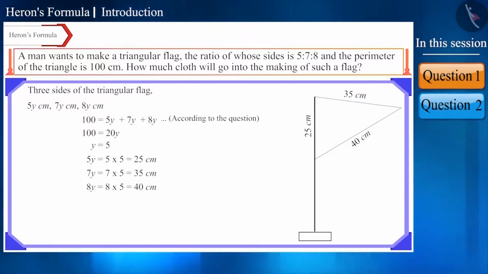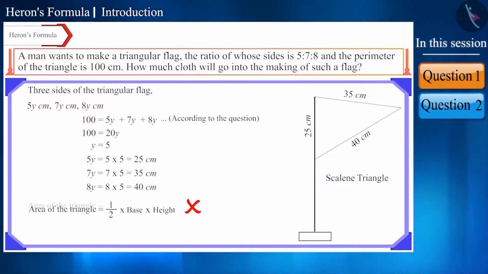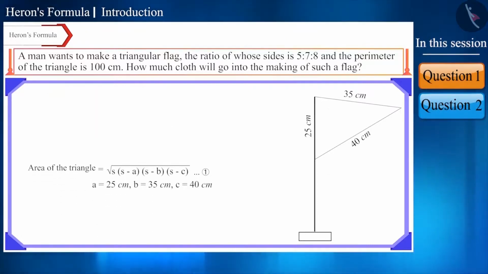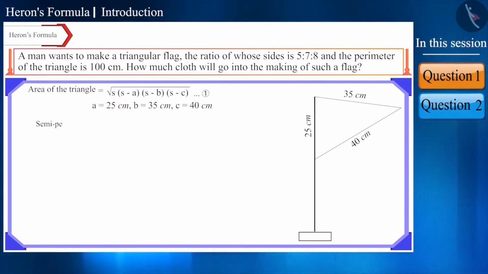As you can see, this is a scalene triangle and we don't know its height. Therefore, to find the area, we cannot use the formula half into base into height. We will use Heron's formula here. Suppose A is equal to 25 centimeters, B is equal to 35 centimeters, and C is equal to 40 centimeters. Let's find the value of the semi-perimeter first, which we will get as 50 centimeters.